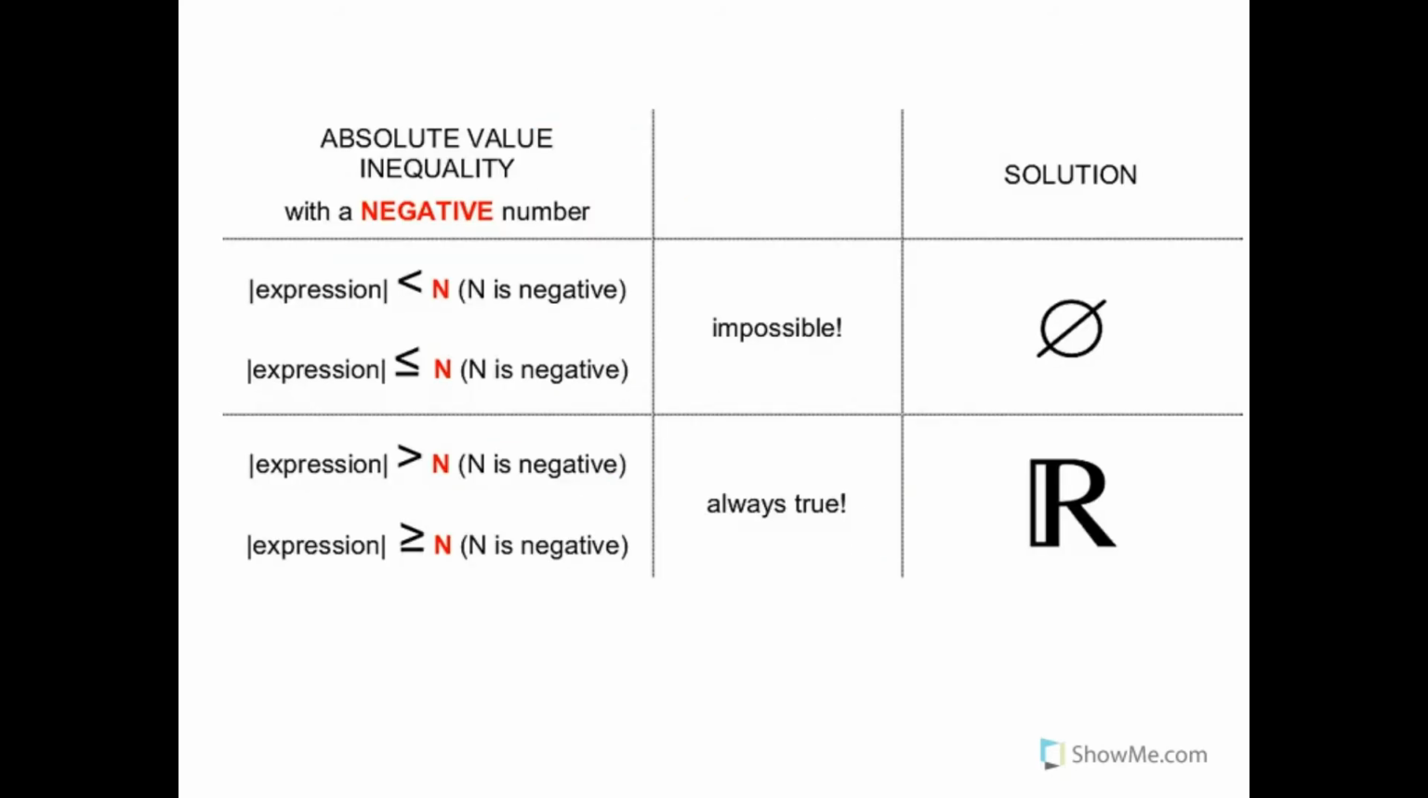So we've come up with some rules for absolute value inequalities where the absolute value is alone on one side. If it's less than a negative number or less than or equal to, that's impossible and there's no solution. The solution is the empty set. If the absolute value expression is greater than or equal to a negative, it's always true. And so the solution is all real numbers.